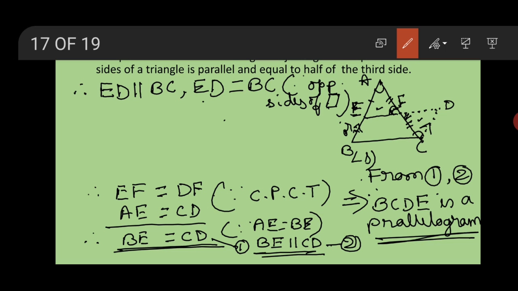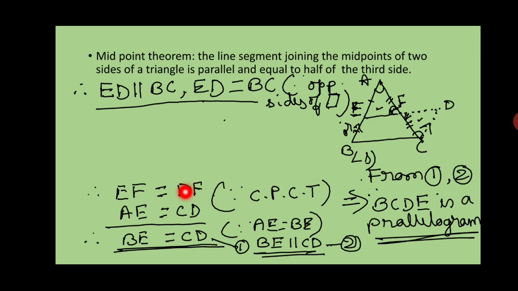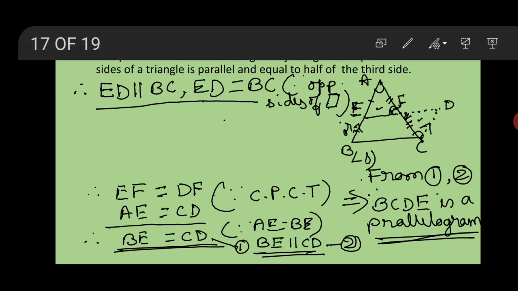I will show you the parallelogram in this way. Opposite sides of parallelogram. Now, you know EF is equal to FD, right? Just proved now. EF is equal to DF. Now, in place of ED, can you write 2 times EF? Yes, correct. Why? These two are equal. So, ED is equal to 2 times EF.